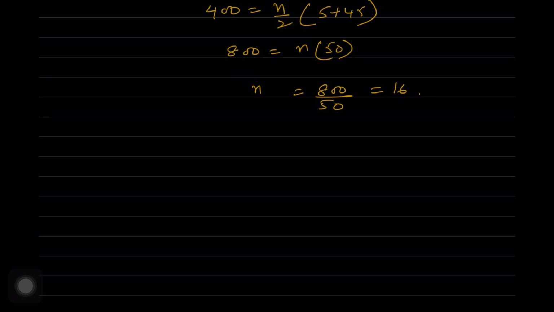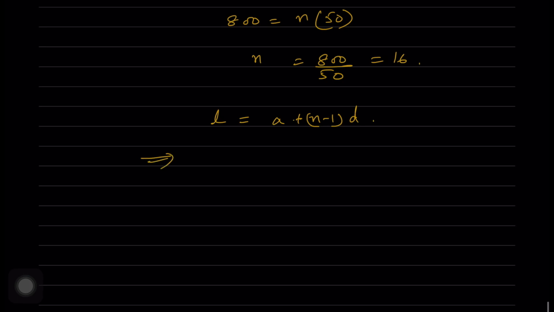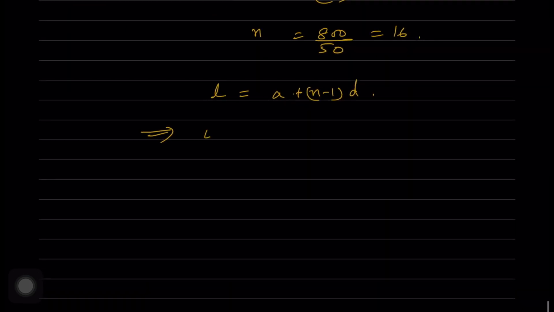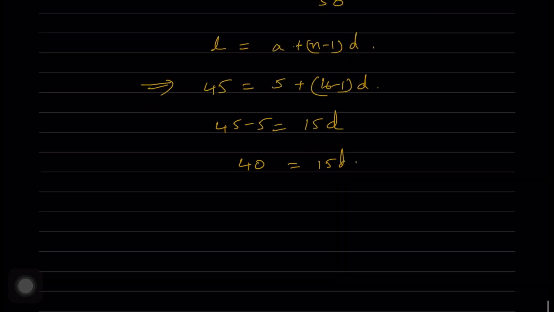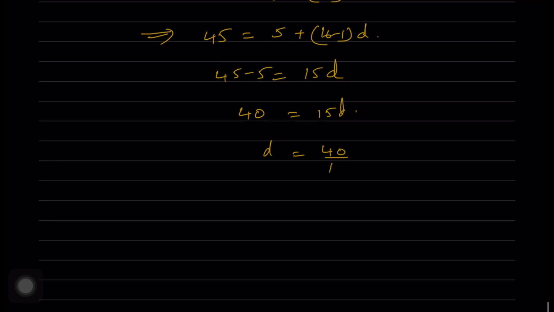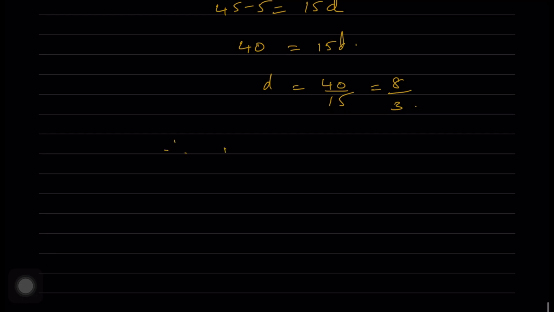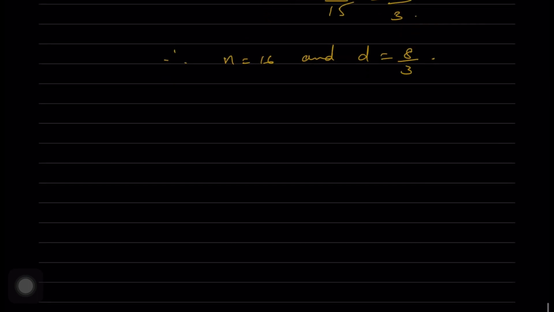So next, you also know that L is equal to a plus n minus 1 into d. From this we can find out what is the common difference. Therefore, L is 45, which is equal to 5 plus 16 minus 1 into d. So 45 minus 5 is equal to 15d, or here 40 is equal to 15d. D is equal to 40 by 15, which is equal to 8 by 3. So therefore we have n is equal to 16 and d is equal to 8 by 3.